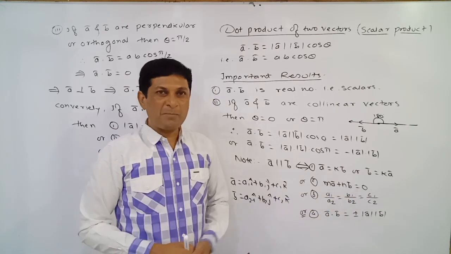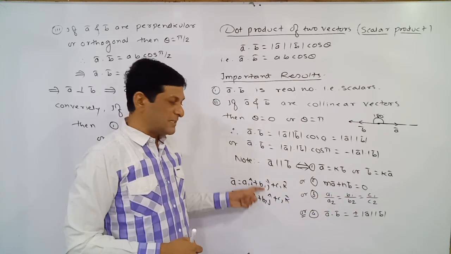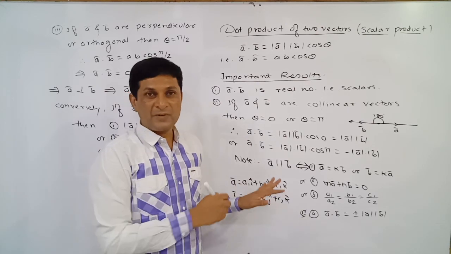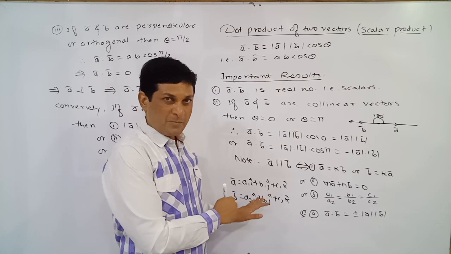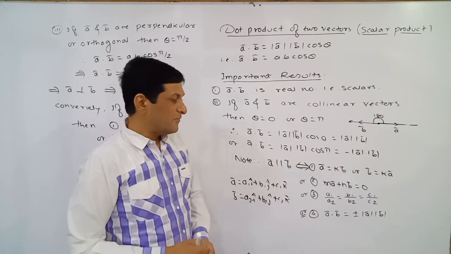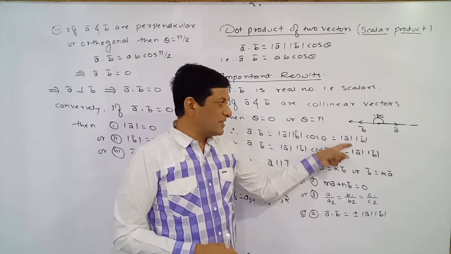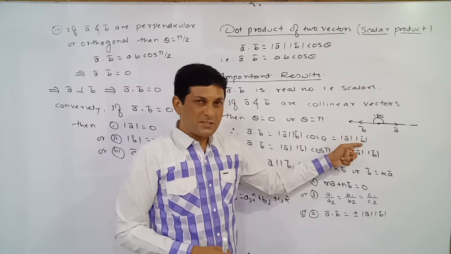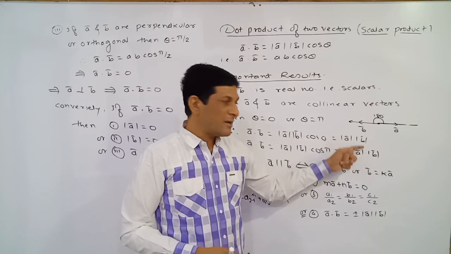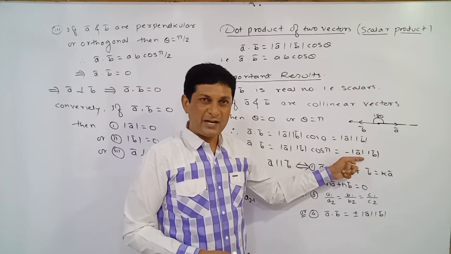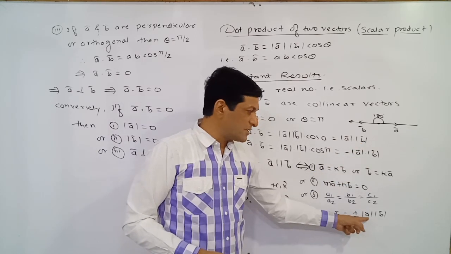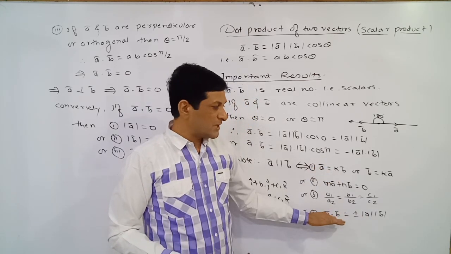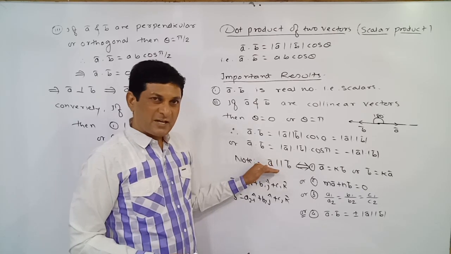And when we apply this condition, the two vectors are represented in Cartesian form, that is, the vectors are represented in terms of i cap, j cap, k cap. And just now we got another condition: the value of the dot product is either plus magnitude of A bar into B bar or minus magnitude of A bar into B bar when two vectors are collinear. If any one of these four conditions is satisfied, we can say that the vectors are collinear.